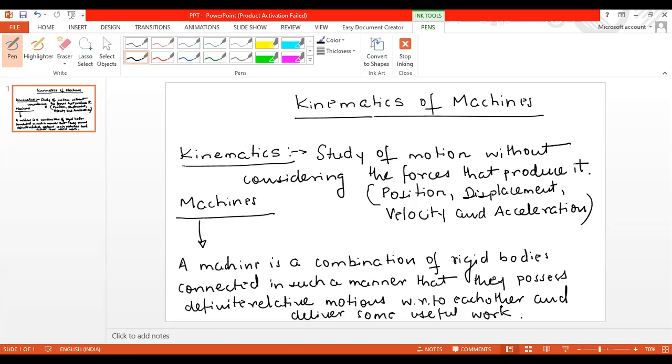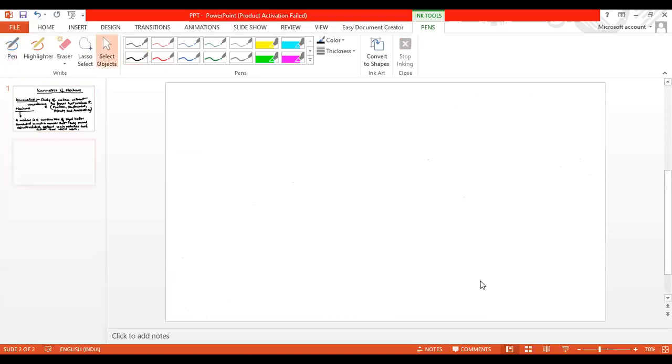So this is one part. And the other part is always there, that these connections should be able to transfer some useful work as well. So this is the basic definition of a machine. Now let us try to figure out what is a mechanism.